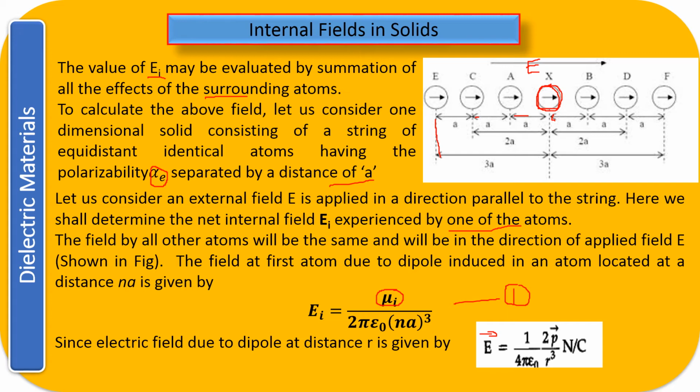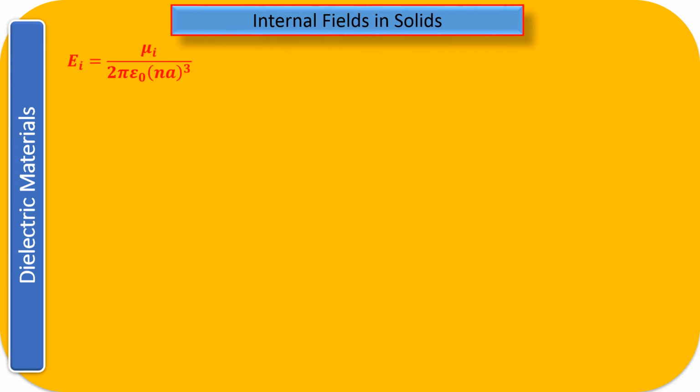Why have I taken 2 pi? Because here you can see 2 is there and 4 pi is there, so it will become 2. So this is the small solution I have taken over here. This is your formula for the internal electrical field due to a dipole. This is the internal field for any atom which is at a distance of Na from X, as we had seen in the previous slide.